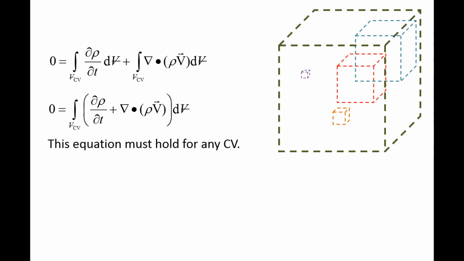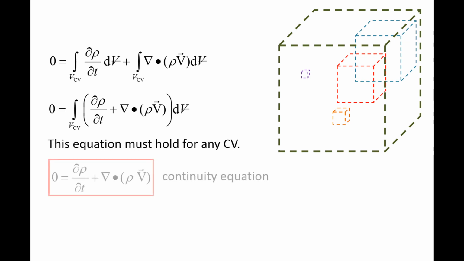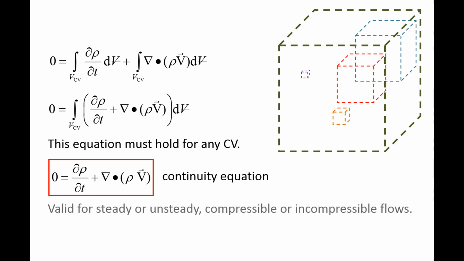The only way this is possible is if the integrand itself is equal to 0. If this weren't true, and the integrand is non-zero in a certain region of space, we could simply form a control volume around that region to obtain a non-zero value for the integral. We now have the continuity equation, which is the conservation of mass equation for an infinitesimally small region of space. It is valid for all points in space for steady and unsteady flows, compressible and incompressible flows.